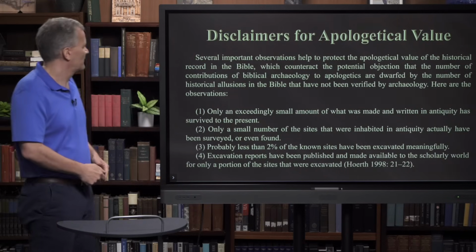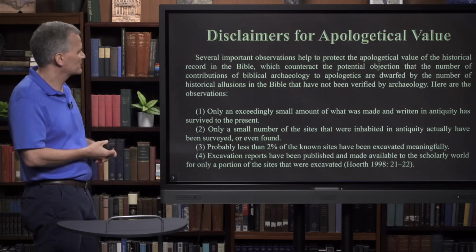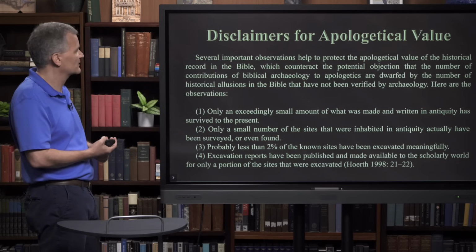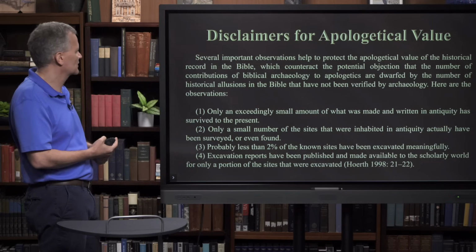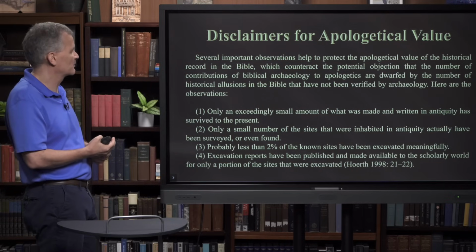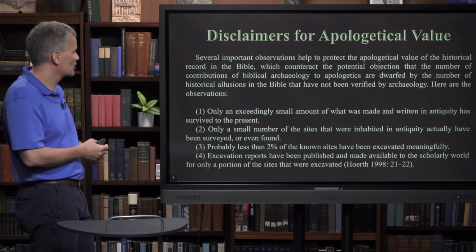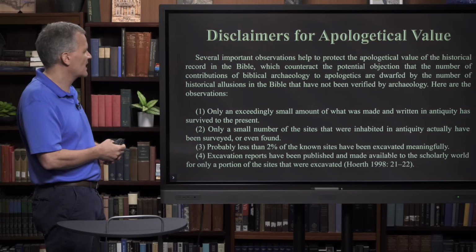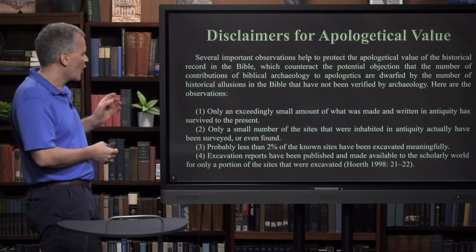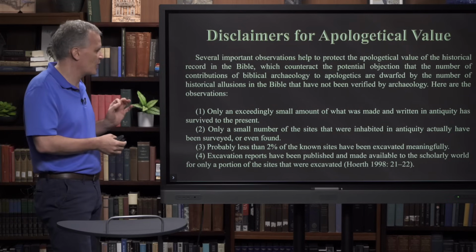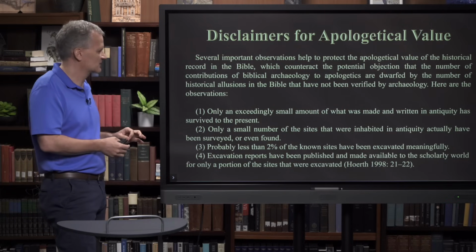All right, so the apologetic value is great, but there are some disclaimers. Several important observations help to protect the apologetic value of the historical record in the Bible, which counteract the potential objection that the number of contributions of biblical archaeology to apologetics are dwarfed by the number of historical allusions in the Bible that have not been verified by archaeology. So here are the observations. Only an exceedingly small amount of what was made and written in antiquity has survived to the present.